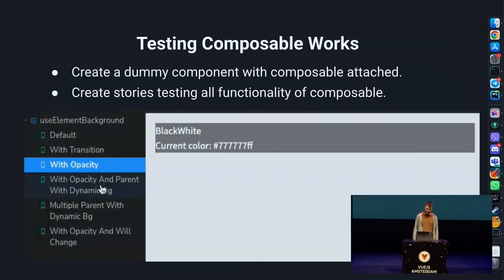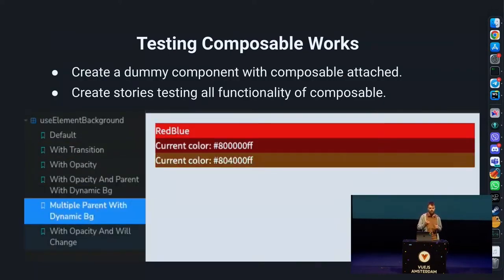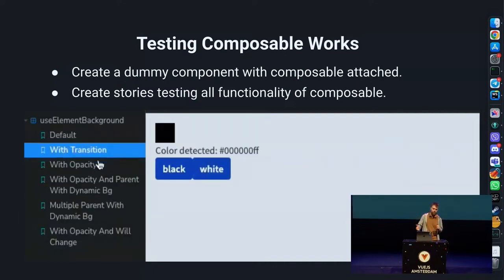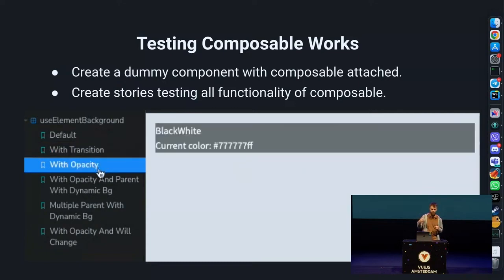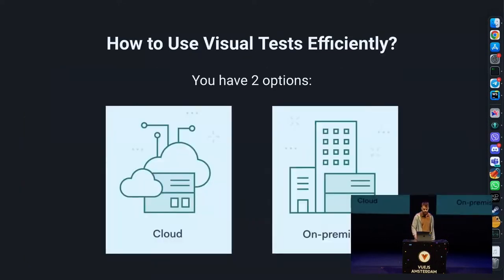And we can test these color composables separately. We can create a dummy component, create a wrapper for it, and then run it through a bunch of stories, testing all kinds of functionality. So this kind of nice separation, I think, creates a lot of benefit.